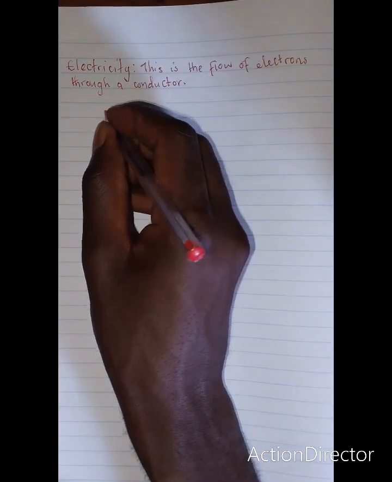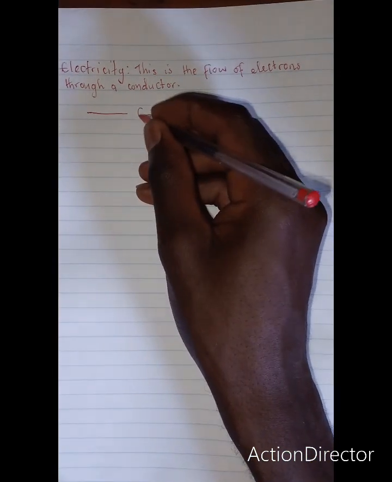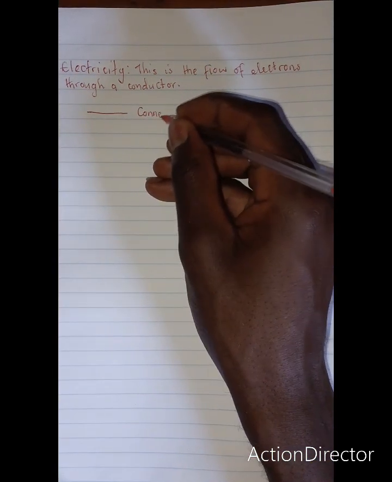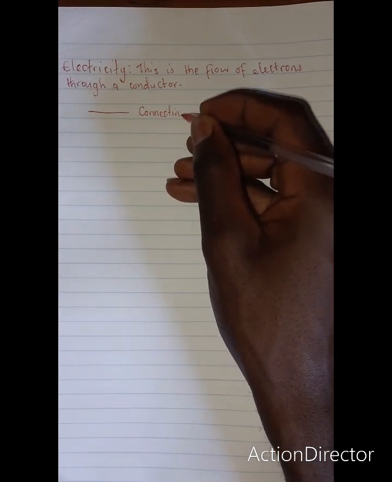Now, when we are coming up with a circuit diagram, we need to know what we call circuit symbols. There are many different circuit symbols which we are supposed to know. We'll look at a few, and some others will come as we continue looking at electricity. The first one is simply known as a connecting wire, or just a wire.